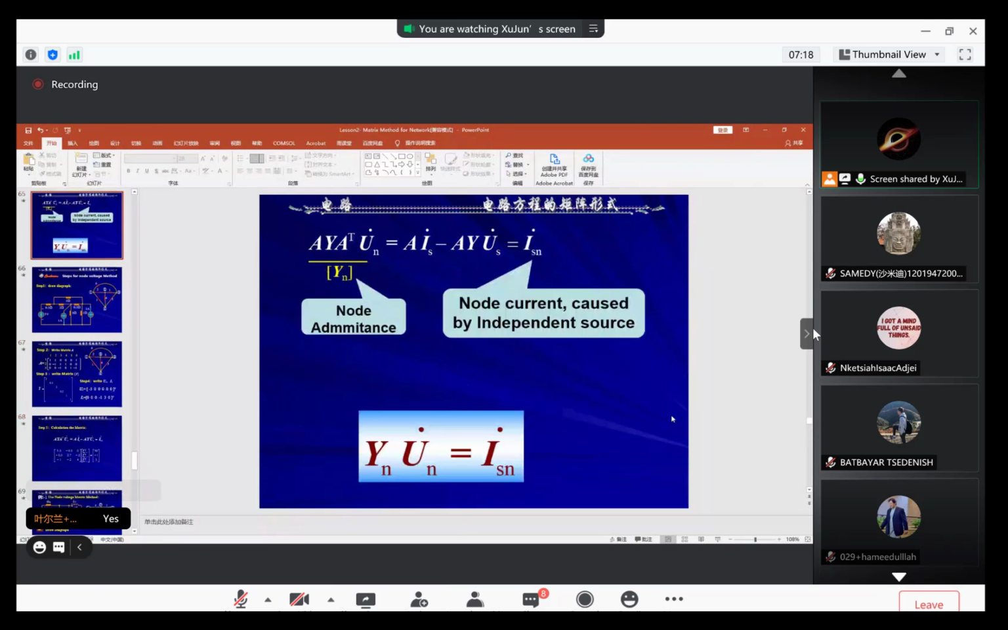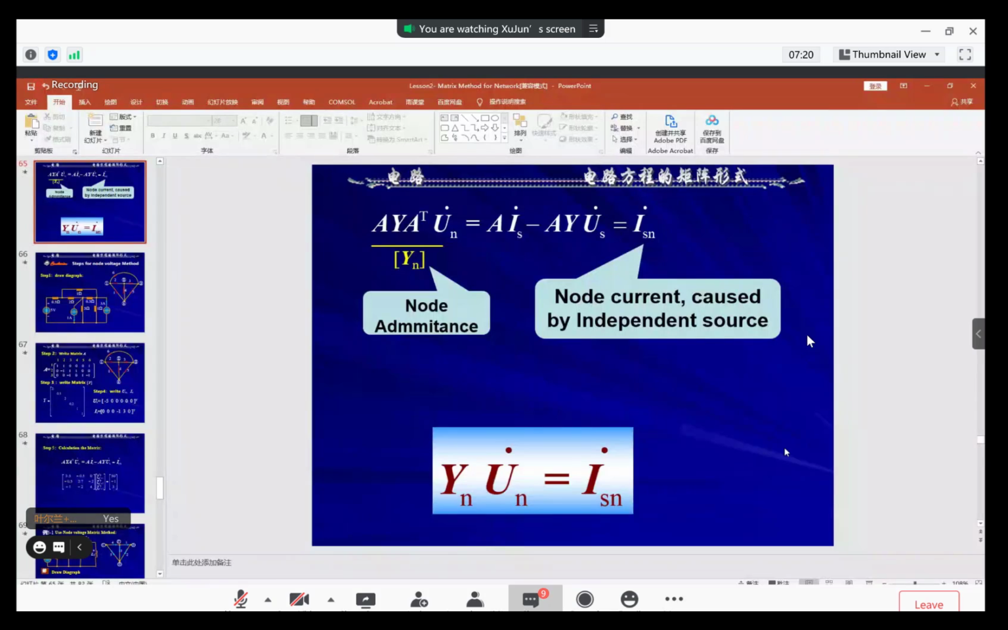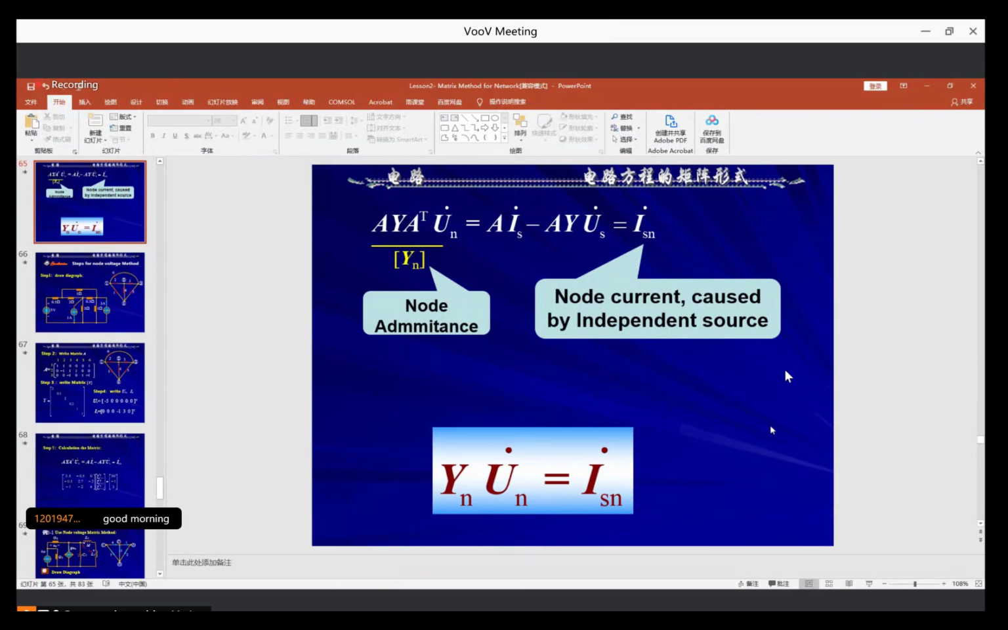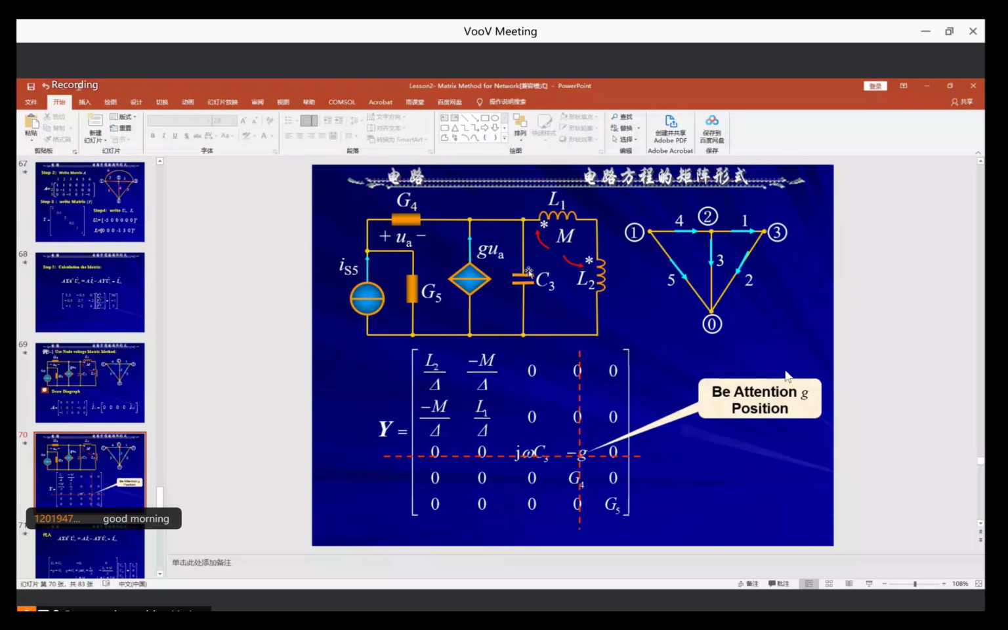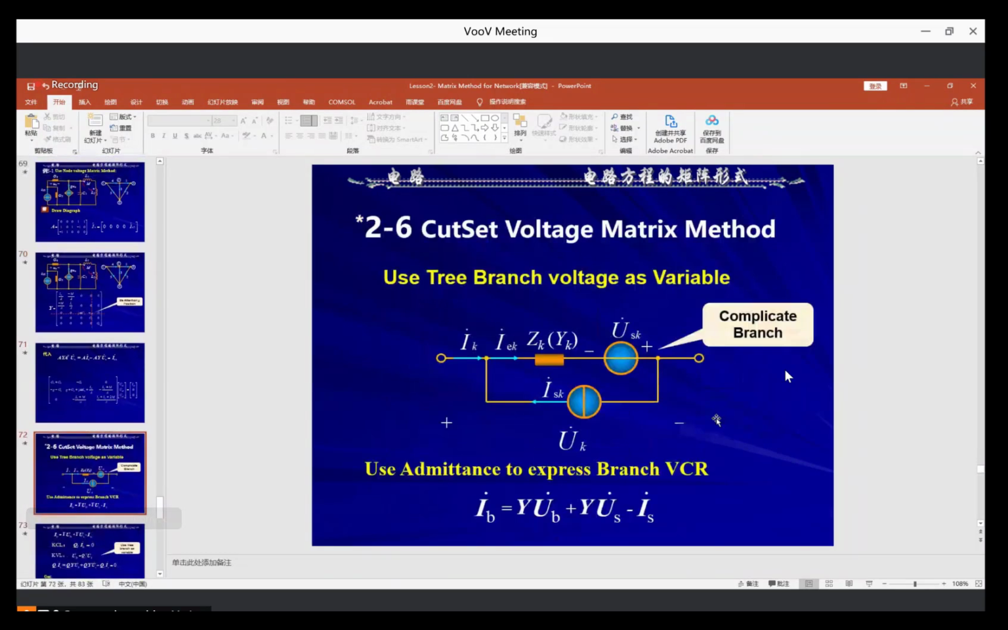We have introduced the loop method matrix form and the node method matrix form. Today we will introduce the cut set method matrix form, and then we will draw a conclusion for this chapter.